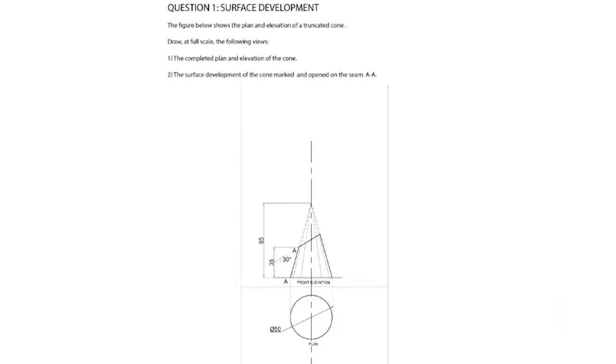Question 1. Surface development. The figure below shows the plan and elevation of a truncated cone. Draw at full scale the following views: the completed plan and elevation of the cone. That's the first part. The second part of the question asks for the surface development of the cone, marked and open on the seam AA.